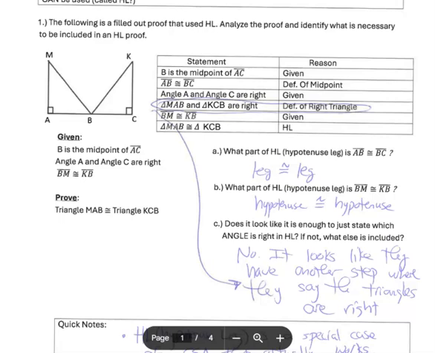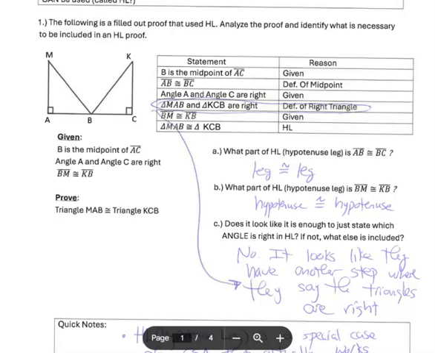The following is a filled out proof for HL. Analyze the proof and identify what is necessary to be included in an HL proof. So when we go through this, it says what part of HL, hypotenuse leg, is AB and BC. That's going to be a leg congruent to a leg. That is just two sides that are not the hypotenuse, we call legs. It didn't matter which ones they were. So a leg is congruent to a leg. What part of HL is BM and KB? BM and KB are the hypotenuse.